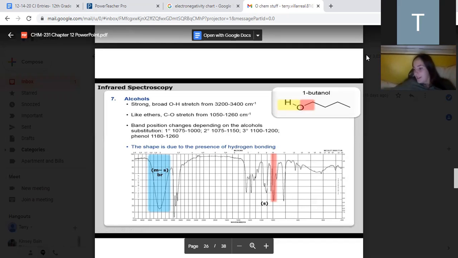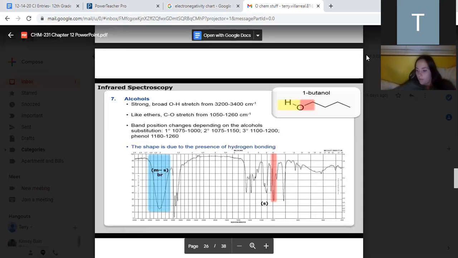Yeah. Okay, so here's something really weird. It's blue on the chart, but it's yellow up there. It should be blue. So what do you notice about the OH peak that's blue? It's bigger, it's wider. Yep. So that BR stands for broad.